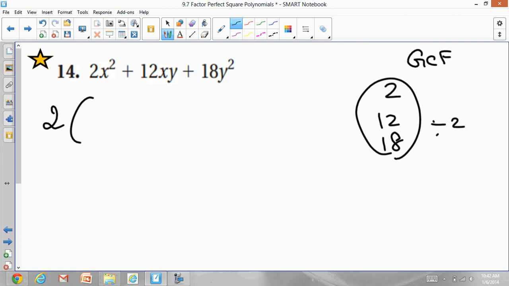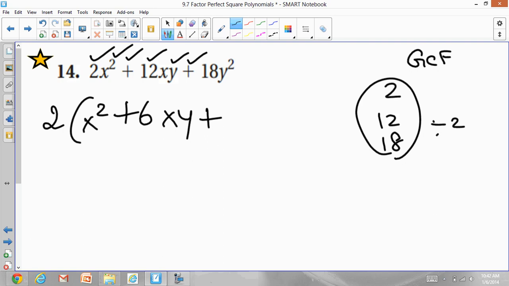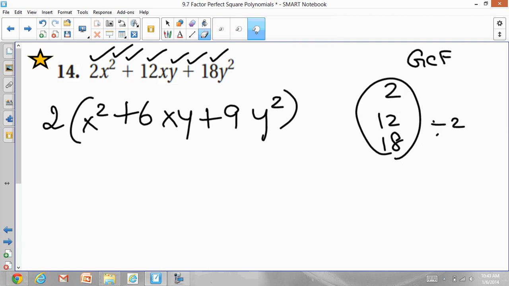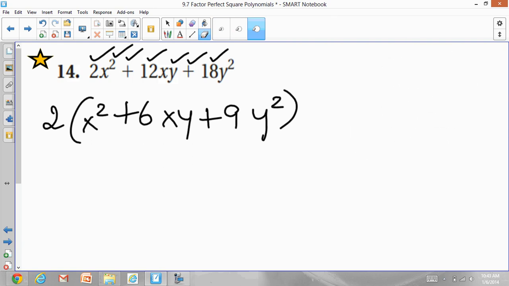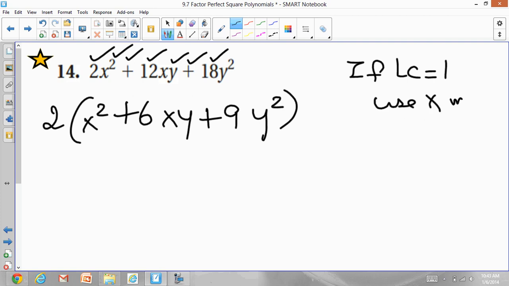Which gives you the rest. x squared plus 2 times 6 will give me back my 12, xy, which is done, plus 2 times 9 is going to give me my 18 and y squared, which is done. So now once I get to this step, all I have to do is look at the 1 inside the parentheses. The leading coefficient in this case is a 1. So if the leading coefficient is a 1, use the X method to factor this polynomial.